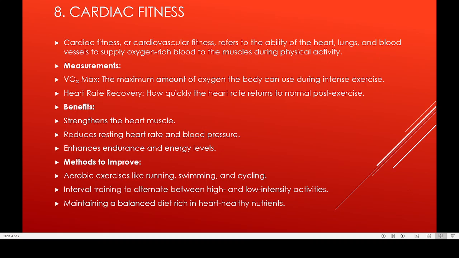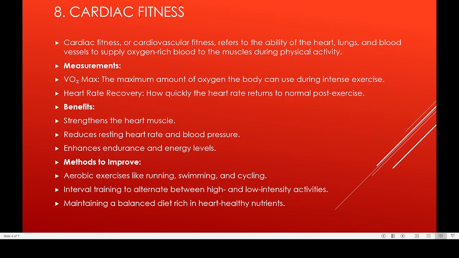So what can we do to improve cardiac fitness? One is aerobic exercise. Aerobic means oxygen consuming exercise, like running, swimming or cycling. So all these are high energy exercises. Running, swimming or cycling means a lot of energy.